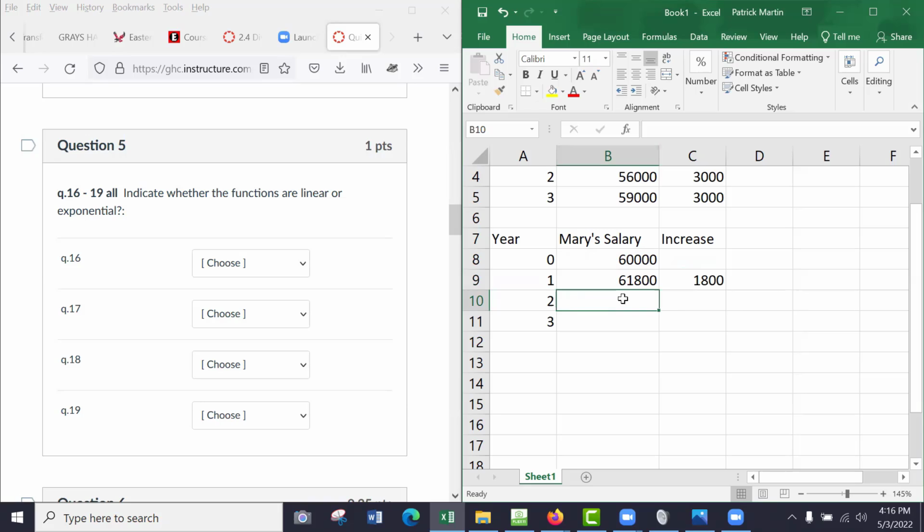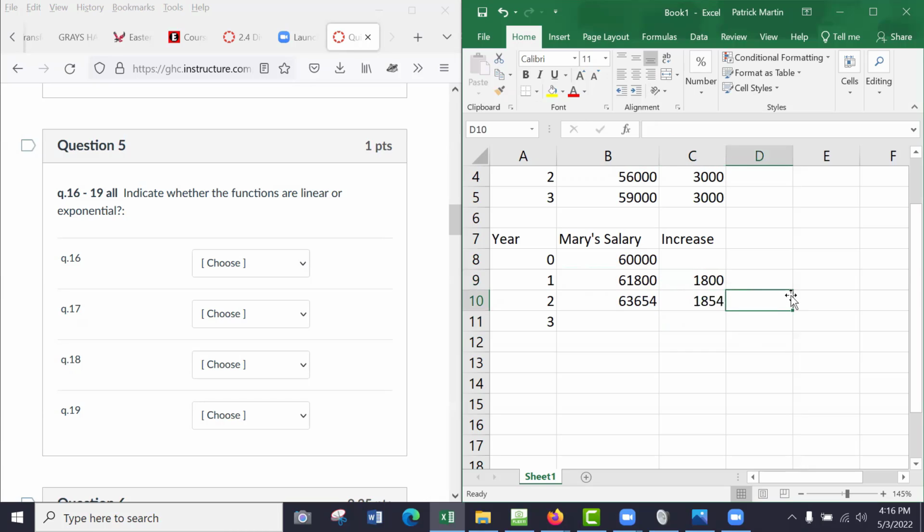Because it increases by 3% each year, which means 3% of the previous year added on again, right? So I can go 1.03 times the previous year, and I get 63,654. And then to get the increase, I go equals this minus this. Enter. Is that the same increase as the first year?